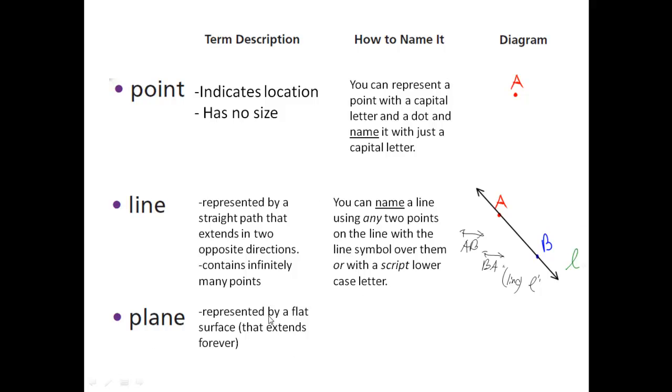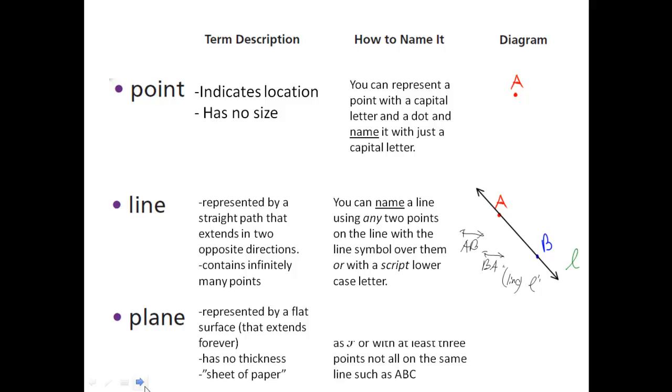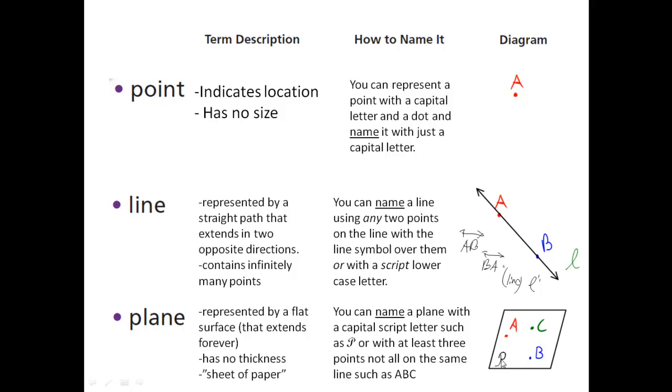A plane, you can think of it as a flat surface. It's the thing that a line can go through. Just like a point has no size, a line has no thickness, and neither does a plane. It's sort of like your sheet of paper. We can name that with a capital script letter. Here I chose this plain P, or you could use 3 points that aren't all on the same line. So ABC would be one way to name this plane. Notice there's no symbol over it like there is with the line. It's just the points A, B, and C together, and that's how we can name that plane.